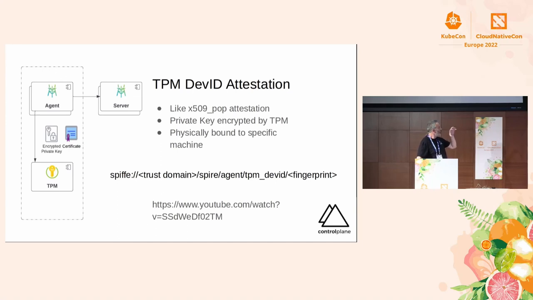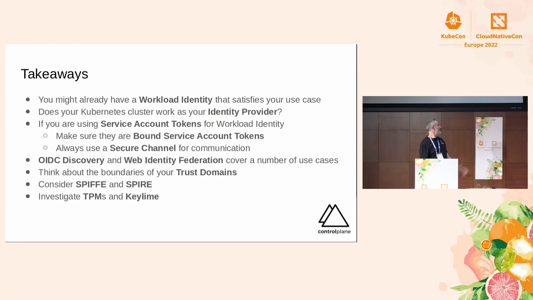So now we can provide harder guarantees that the node is the node that we thought it is. The Spiffy ID uses the fingerprint of the certificate, so it's very predictable, just like the X509 and the SSH certificate attestation methods. I only found it last week because it's not on the main documentation site for the Spire stuff, but it looks pretty interesting. And that's it.